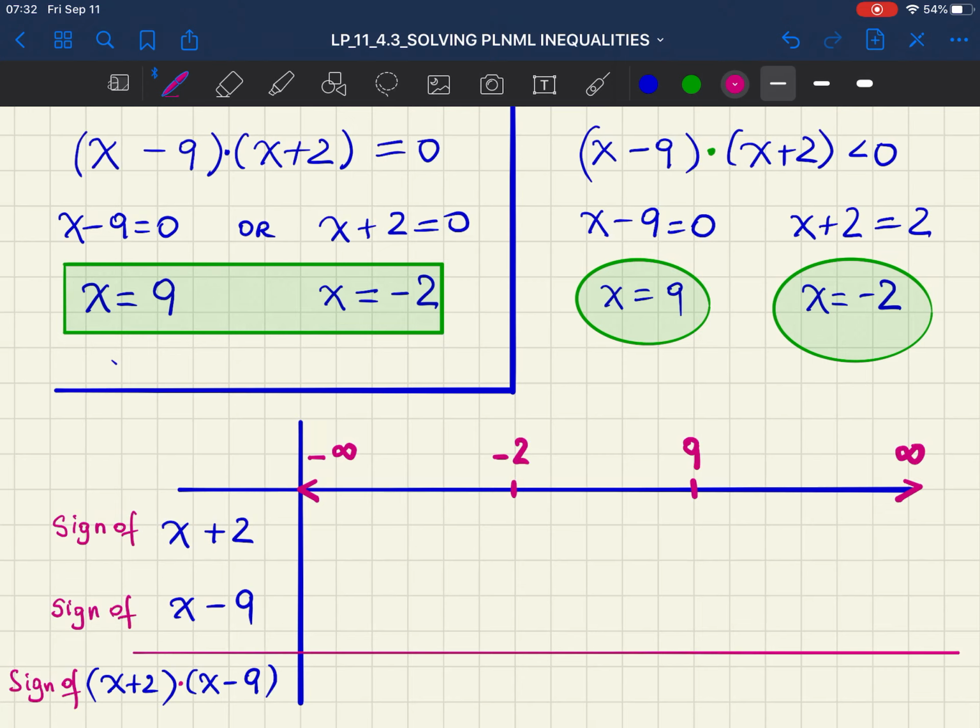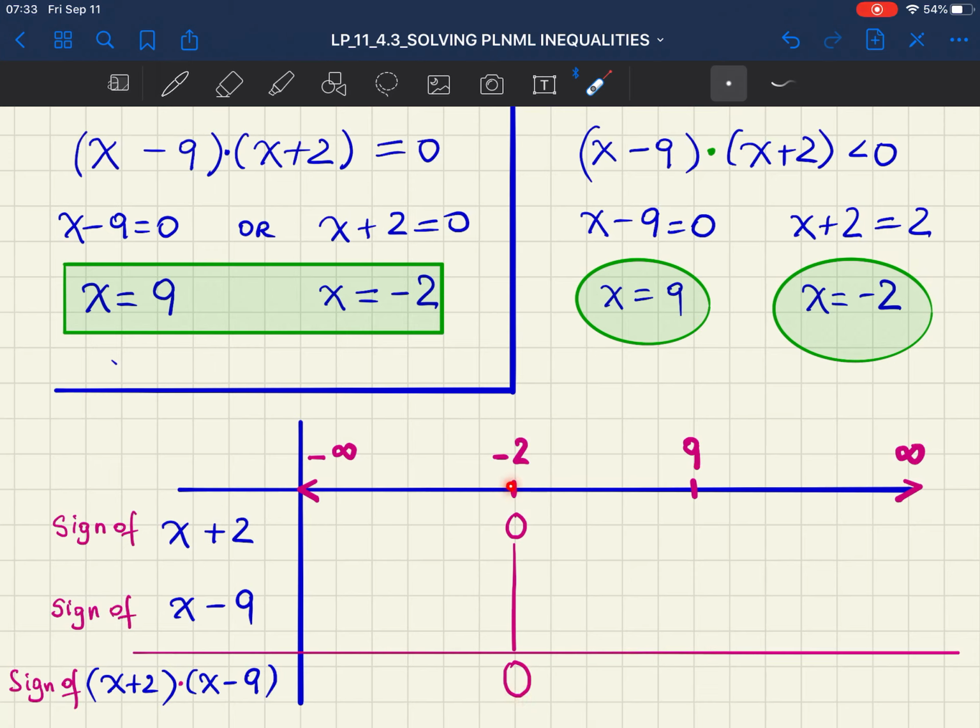So we're going to get started with the first factor, x plus 2. And we'll say that x plus 2 will be 0 when x equals -2. And if x plus 2 equals 0, 0 times anything will equal 0. So that will make the product also 0. So we'll write 0 here for the product.